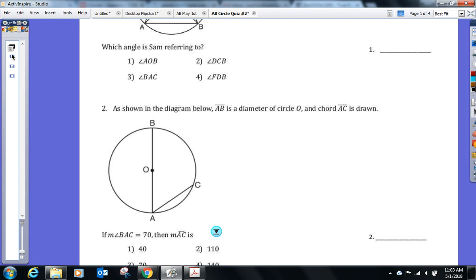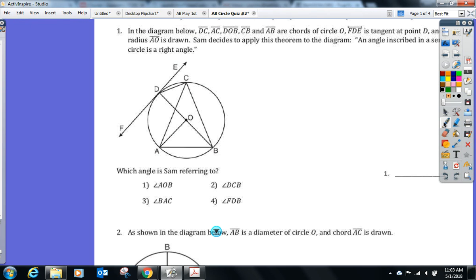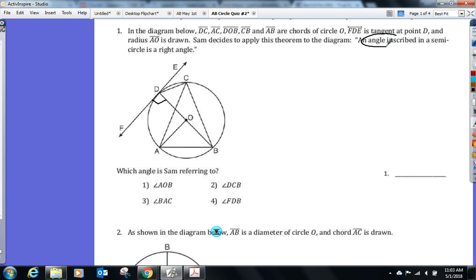I already went through that yesterday on the review. Again, yes, this is a right angle, but it asks again for the angle to be inscribed, and that's not an inscribed angle. That's an angle formed by a chord and a tangent, so that's why the answer was choice two. Angle DCB is a right angle, an inscribed angle drawn to a semicircle.